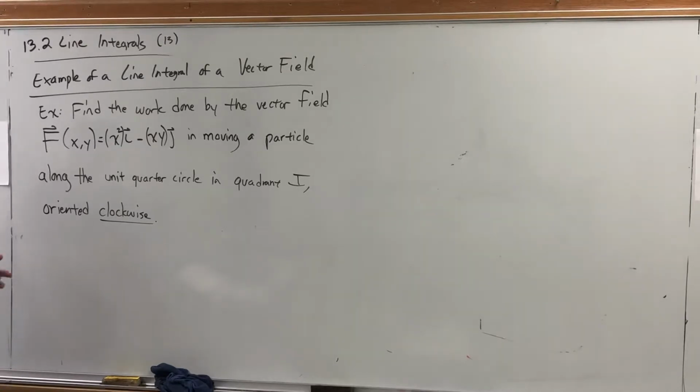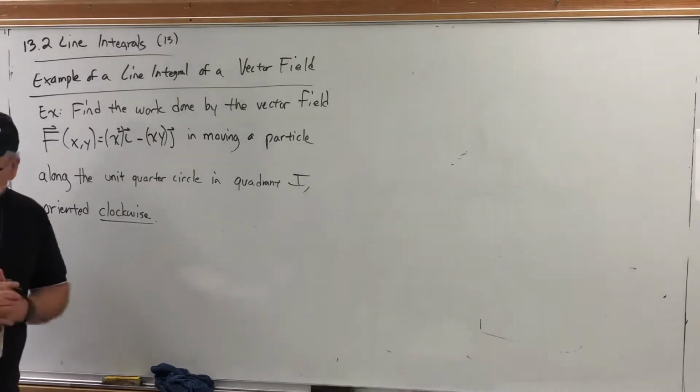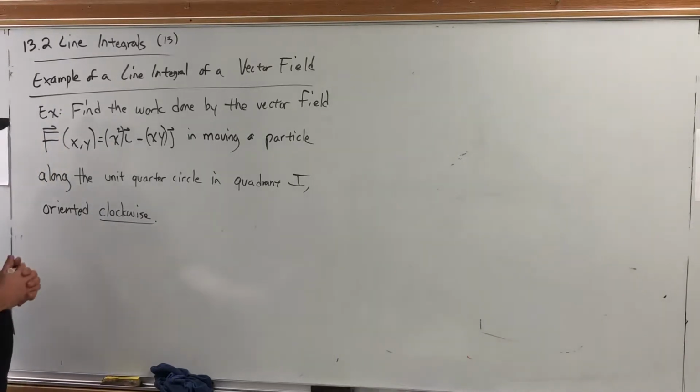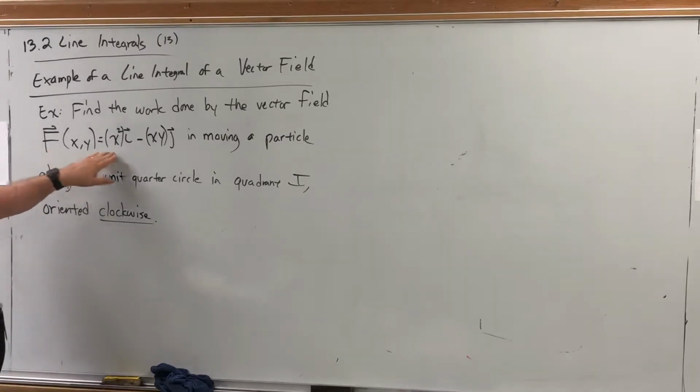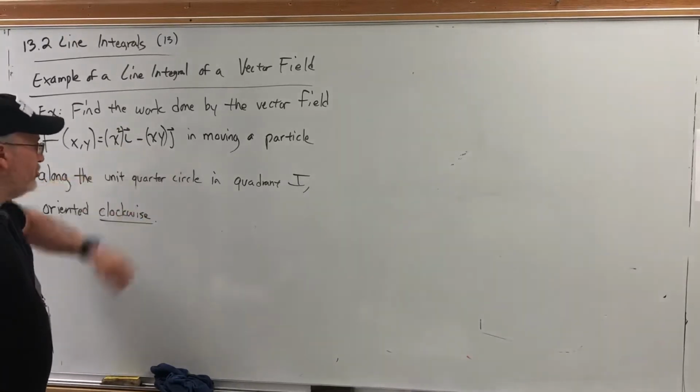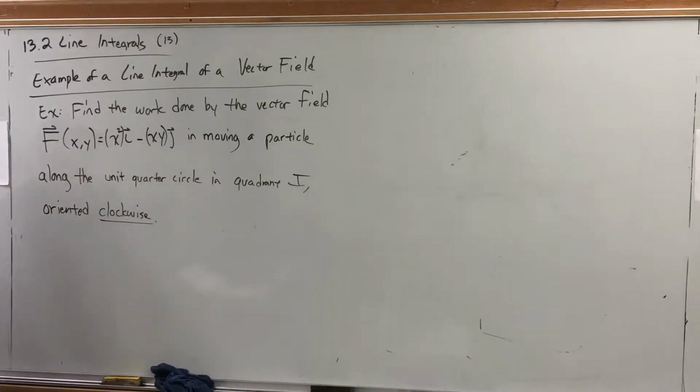But let's take a look at an example of a line integral of a vector field. This is sort of example 7 on page 769, except I've made a couple of changes. First, let me read the problem. Find the work done by the vector field F(x,y) = x squared i minus xy j, moving a particle along the unit quarter circle in quadrant 1, oriented clockwise.